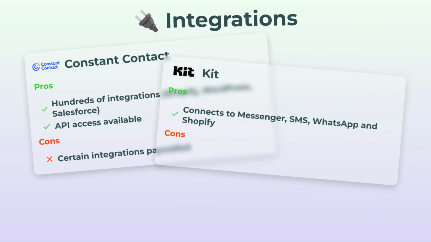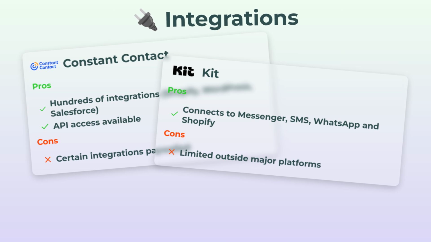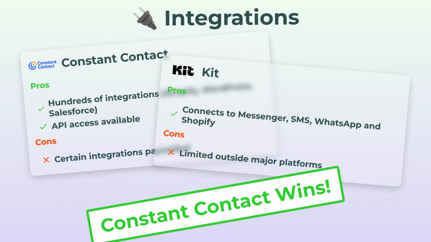With Kit, it's all about the essentials. Messenger, SMS, WhatsApp, Shopify. But outside of the big platforms, it gets a bit limited, which could be a deal breaker if you're stacking up solutions. Constant Contact's got this one.